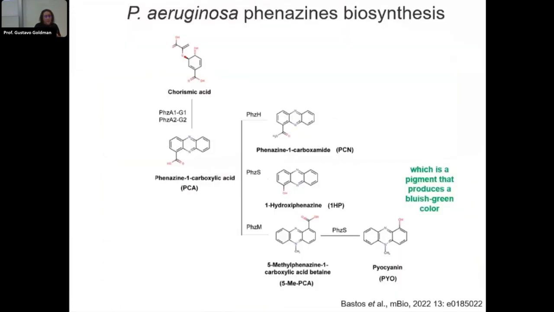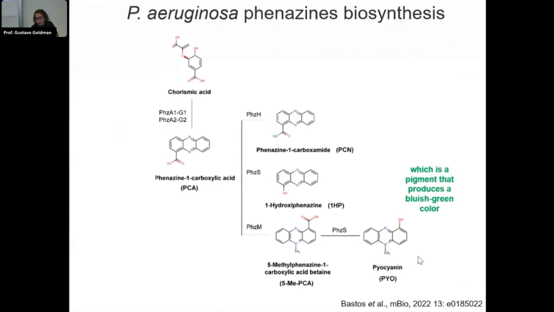And when we look at the biosynthesis of phenazines in Pseudomonas, there are two operons involved in the biosynthesis. There is a precursor, chorismic acid, that goes to phenazine-1-carboxylic acid, PCA, and then there are several genes that can transform it. All these phenazines are important, and this is one of the hallmarks of Pseudomonas, the color. You can have a kind of bluish green color, and it's called pyocyanin.